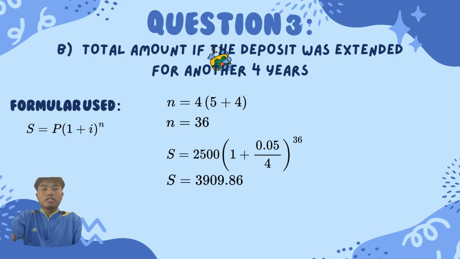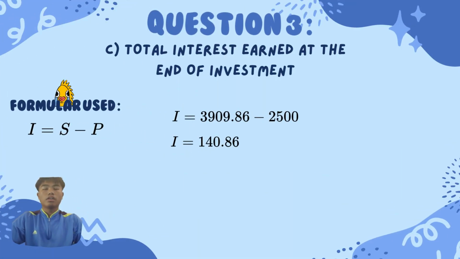For question C, which is the last question, we use the formula I equals S minus P. So 3,909 and 86 cents minus 2,500.